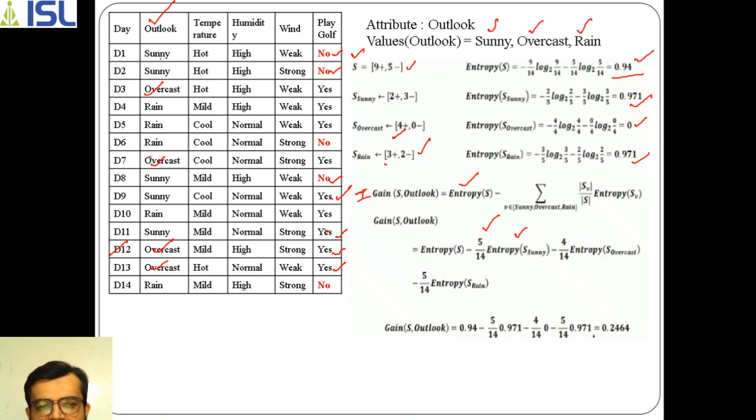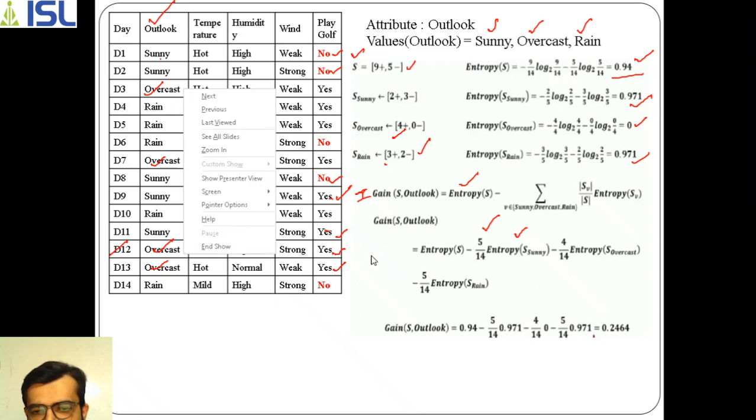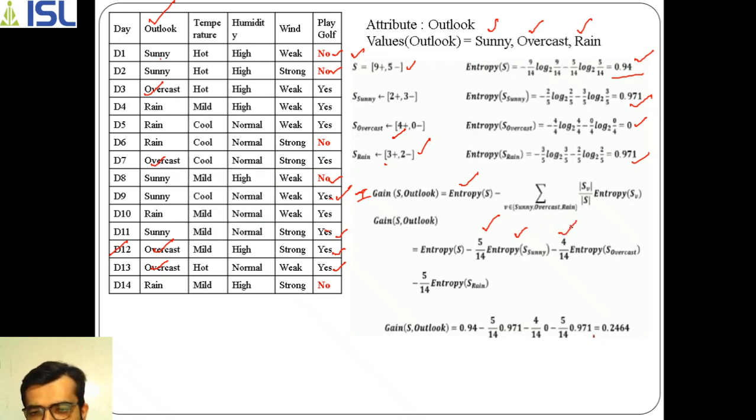Then how many overcast are there? 4 are there, 1, 2, 3 and 4. So we take 4 by 14. Similarly for rain, 5 rains are there, 1, 2, 3, 4, 5, so we get 5 by 14 and entropy of rain. Whatever values you have calculated here, if you substitute them, you will get the information gain for outlook as 0.2464.